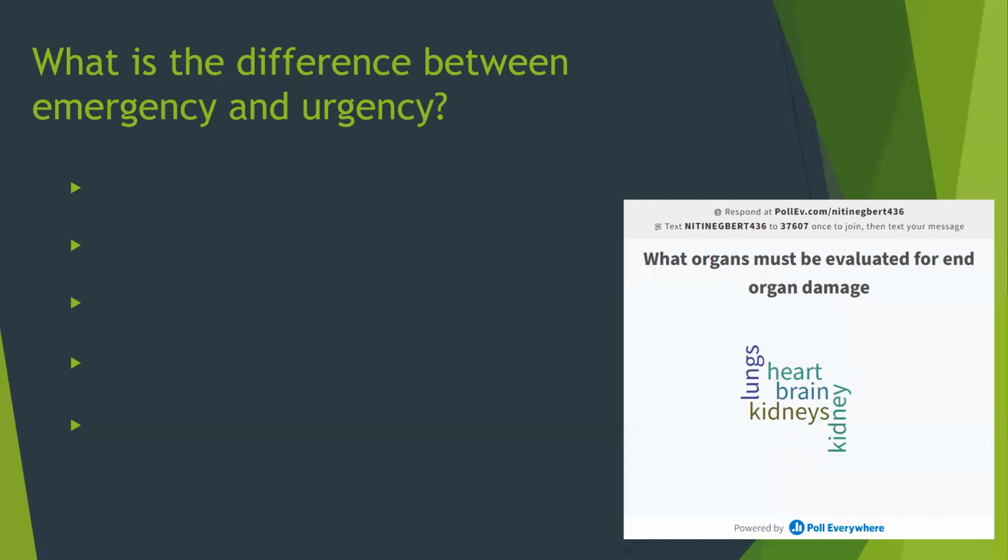Awesome. So we've got some answers coming in already. Heart, brain, kidney, lungs. Yes, these are all important organs, right? And they're all one of the most commonly damaged ones in a hypertensive crisis. So heart, brain, kidneys, lungs, very good. There's one more I'll add there, which is just eyes.